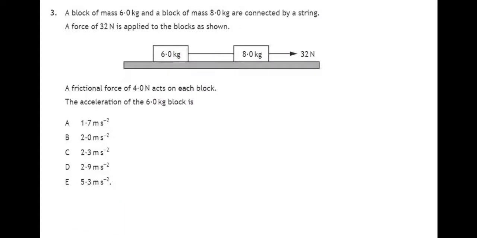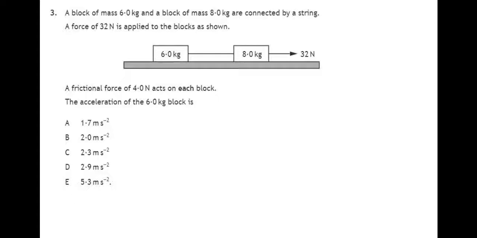Question number 3. A block of mass 6 kilograms and a block of mass 8 kilograms are connected by a spring. A force of 32 newtons is applied to the blocks as shown. The frictional force of 4 newtons acts on each block. The acceleration of the 6 kilogram block is, well, first thing we need to realize is that the two things are tied together. So they're going to be accelerating together. So if the 6 kilogram block is accelerating at a certain rate, so is the 8 kilogram block.